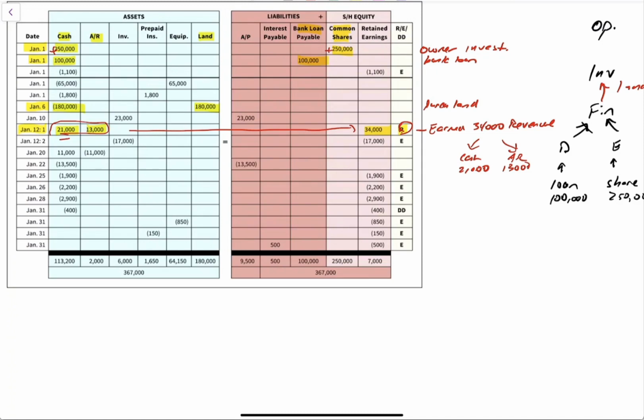And then we'll just pick one more here. Let's look at, let's say, this one here. January 26, cash minus 2,200. Minus 2,200 for E. What's E? Expenses.